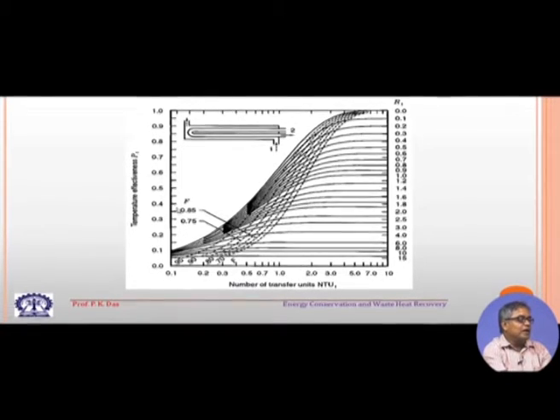So, that means, if the 4 temperatures are known, the way earlier we have calculated P and R, we can calculate. Now, we can use this chart, P and R values are known. So, from there if we come here, we can calculate the value of NTU. So, this is one way of determining NTU. What is the other way?